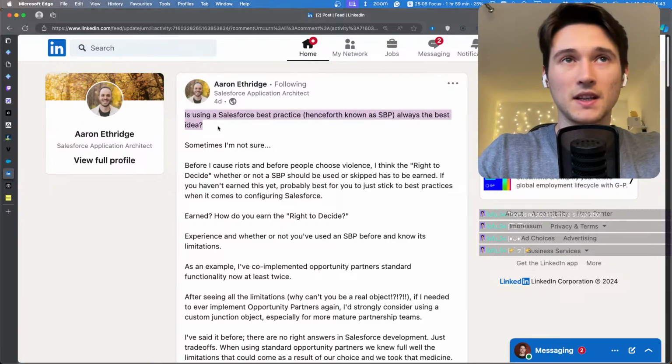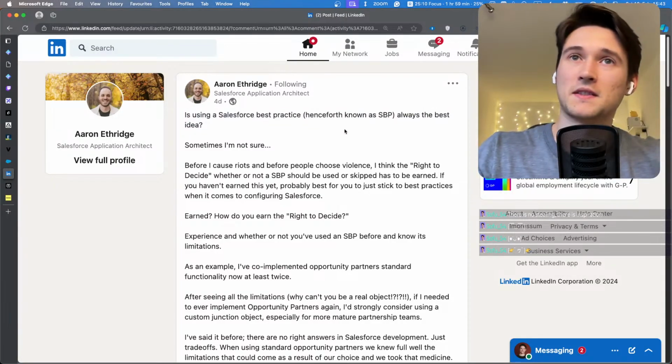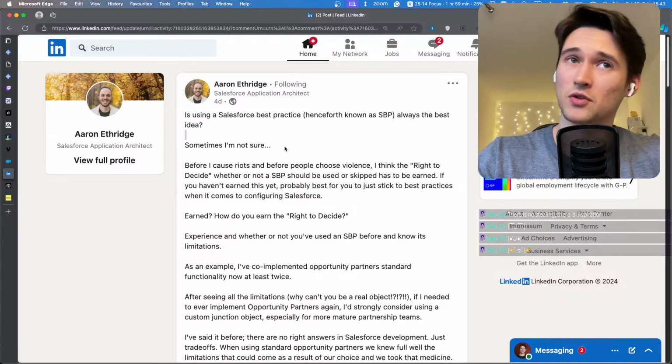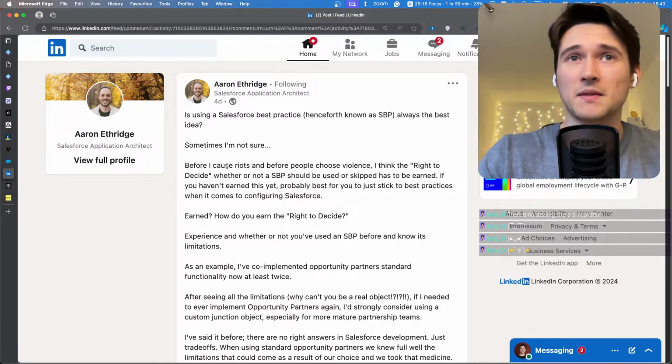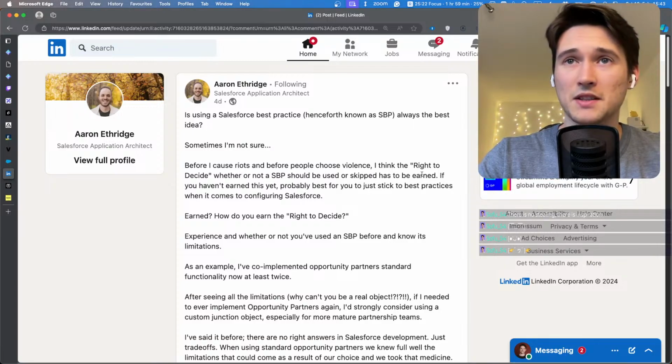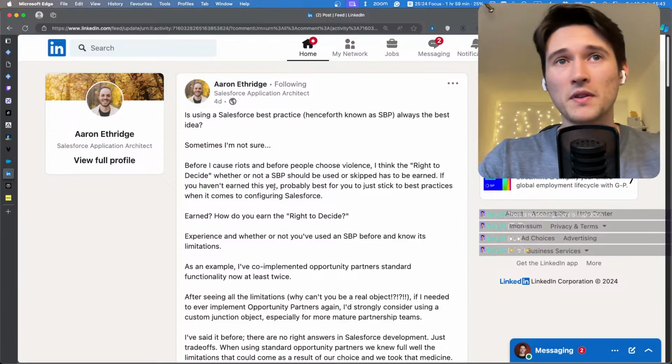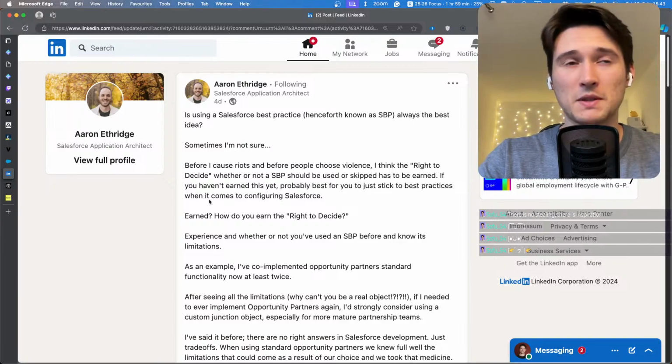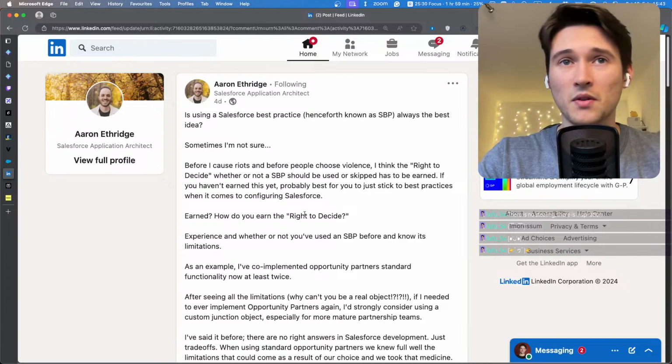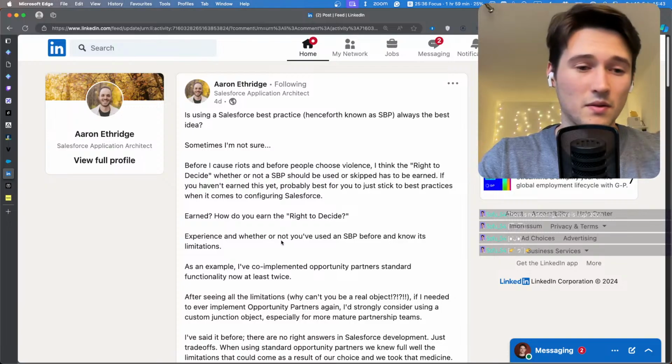Is using Salesforce best practices, known as SBP, always the best idea? Sometimes I'm not sure. Before I cause riots and before people choose violence, I think the right to decide whether or not SBP should be used or skipped has to be earned. If you haven't earned this, yes, probably best for you to just stick to the best practice when it comes to configuring Salesforce. Earned? How do you earn the right to decide? Experience, and whenever you have used SBP before and know its limitations.